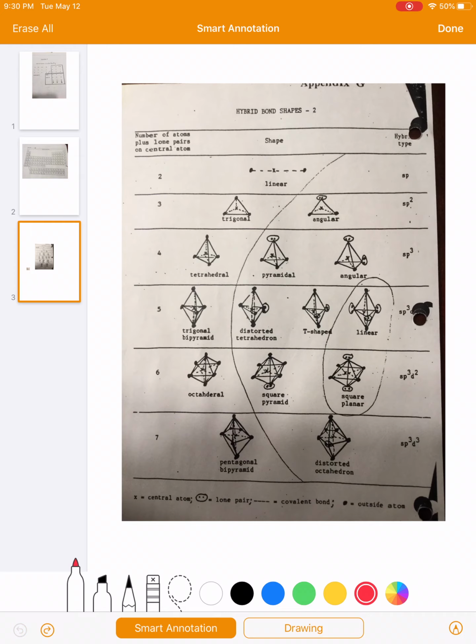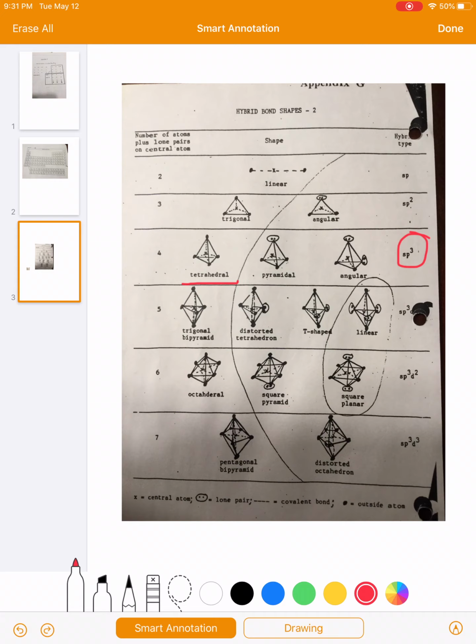And now our hybridization is sp3, which means we have 3 choices. Either it's tetrahedral, pyramidal, or angular. So we have to ask ourselves how many atoms are attached. A solid circle means an atom. A circle with 2 dots means a lone pair of electrons, and we'll do an example of that one next. So the one that's got 4 atoms is tetrahedral, okay?